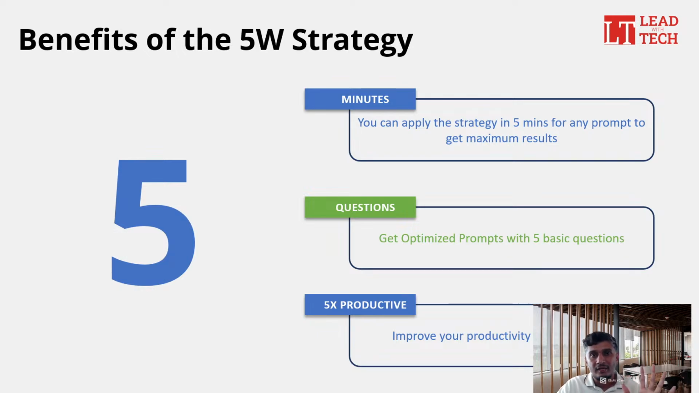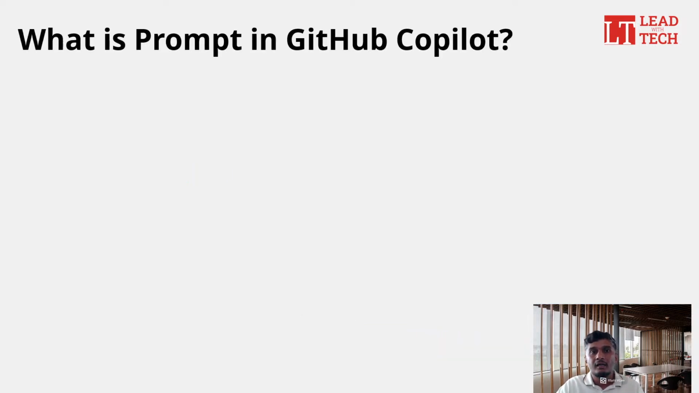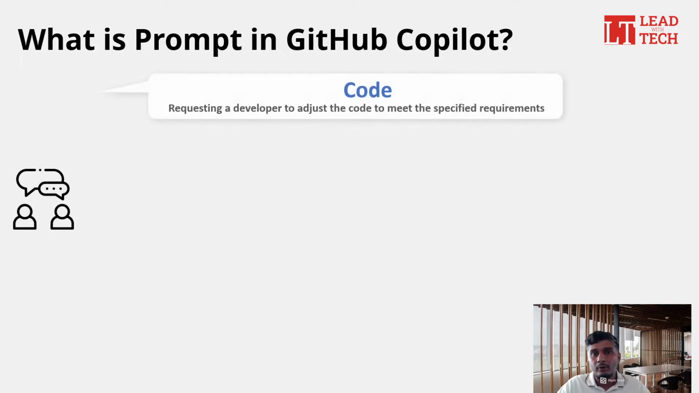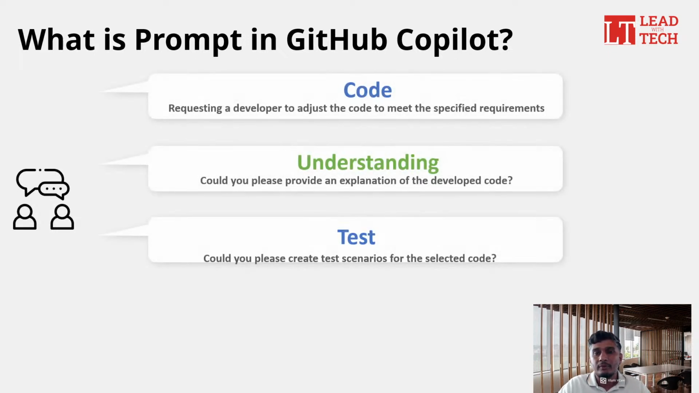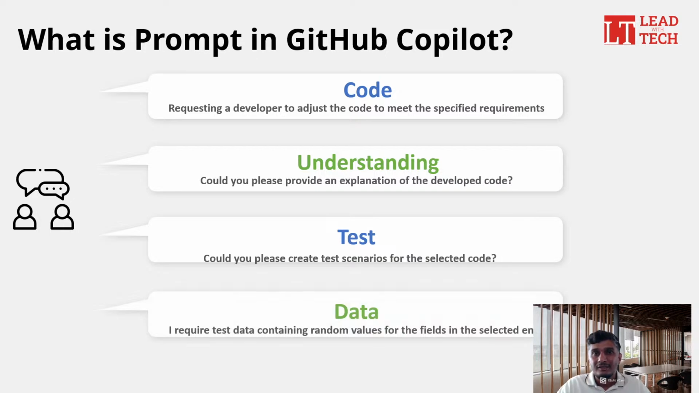So it is 5 minutes, 5 questions, or 5 categories of questions, and 5x productivity is what you get out of a 5W strategy. Now, before we get into prompt optimization, with respect to GitHub Copilot, what is a prompt?